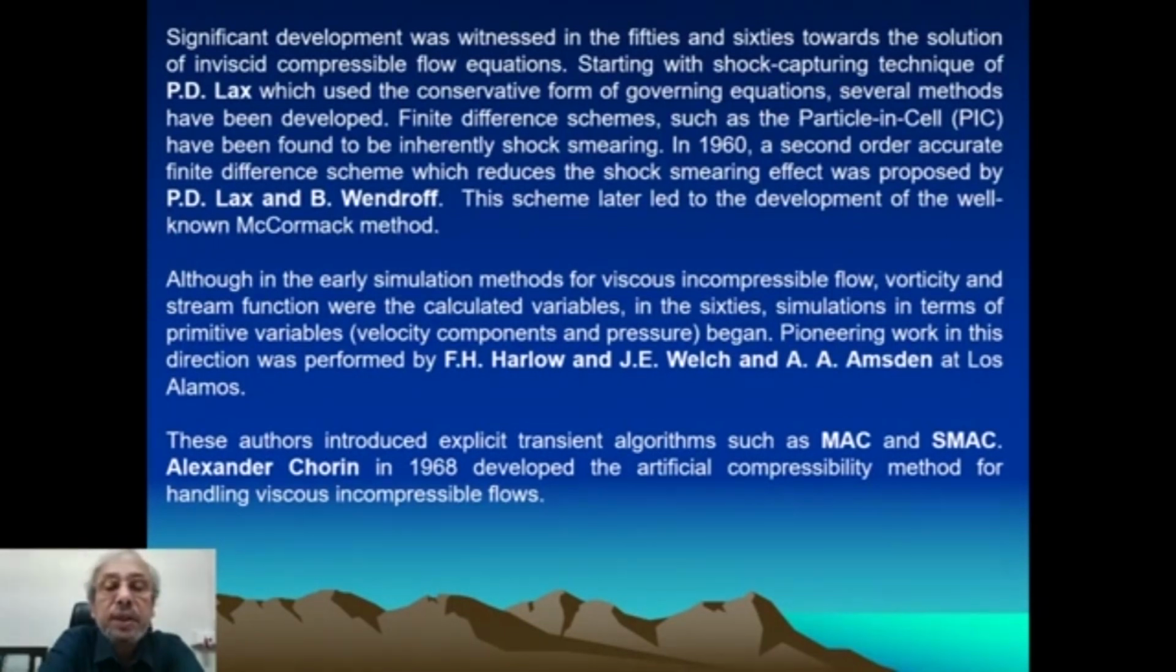Although in the early simulation methods for viscous incompressible flow, vorticity and stream function were the calculated variables, in the 60s, simulations in terms of primitive variables, that is velocity components and pressure, began. Pioneering work in this direction was performed by, again, F. H. Harlow, J. E. Welch, and A. A. Amsden at Los Alamos. These authors introduced explicit transient algorithms such as MAC and SMAC. Alexandre Chorin in 1968 developed the artificial compressibility method for handling viscous incompressible flows.